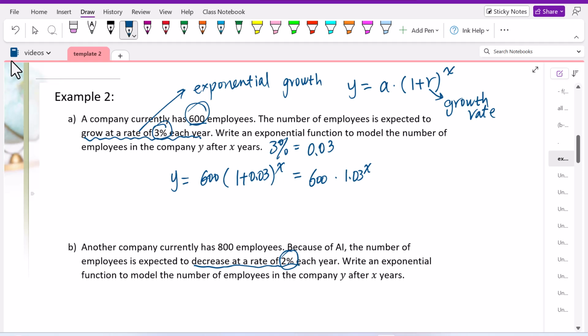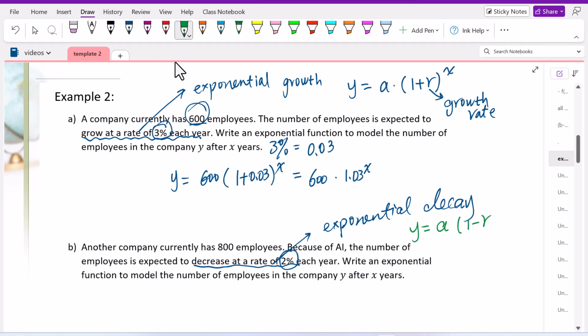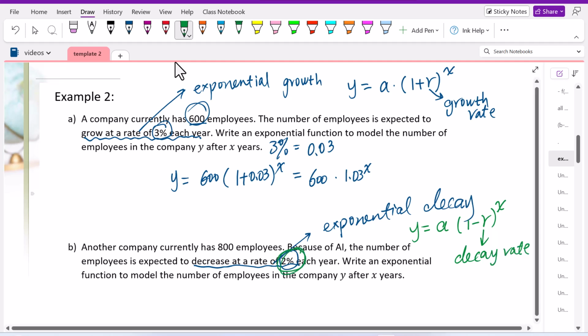Decreases at a rate of 2% means this is an exponential decay. The formula for exponential decay is y equals a times (1 minus r) to the power of x. This r is the decay rate. Given here, 2%.